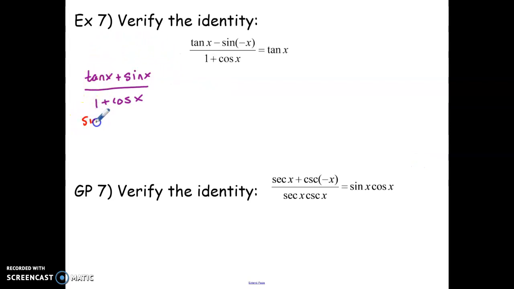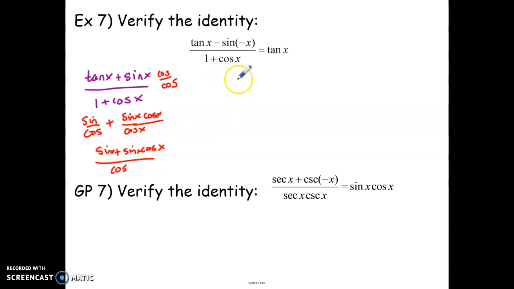So I have sine over cosine, and I want to combine that. I'm going to multiply this by cosine over cosine so I can have common denominators. And I'm just going to worry about the numerator right now. So if I combine those together, I get sine plus sine times cosine over cosine. And I'm going to factor that. So I'm going to get sine times 1 plus cosine over cosine divided by 1 plus cosine. Don't want to lose that.